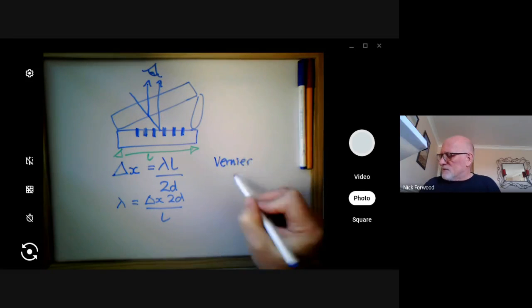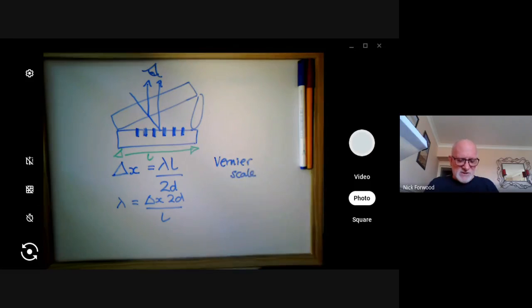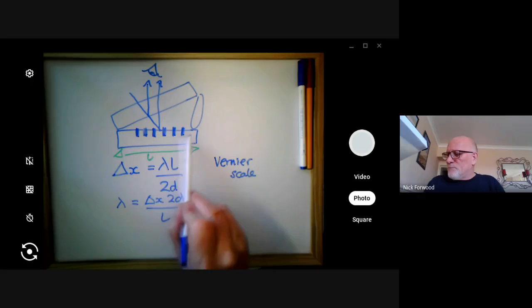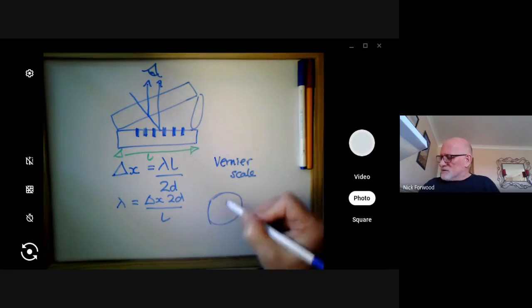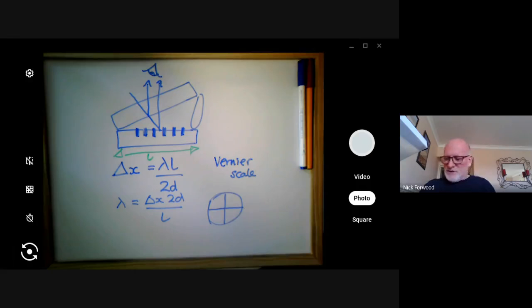vernier scale. Vernier was a French mathematician or physicist. I don't think there was a lot of difference between the two at the time. Vernier was somebody who invented a scale, a measuring scale for measuring very small distances. And we've got a microscope to make these look bigger. Obviously, that's what a microscope does. But the microscope actually has, when you look down the eyepiece, something called crosshairs on it, like a target.